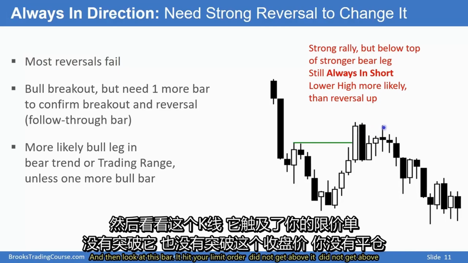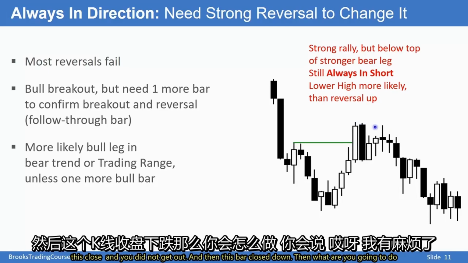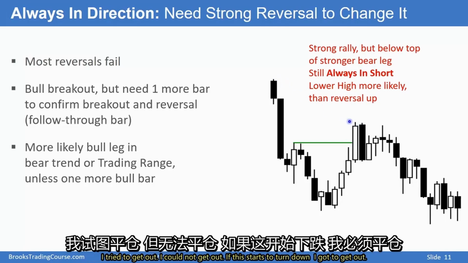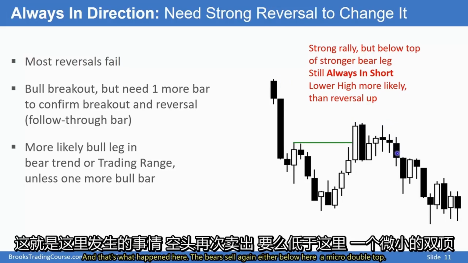And then look at this bar. It hit your limit order, did not get above it, did not get above this close, and you did not get out. And then this bar closed down. And then what are you going to do? You're going to say, uh-oh, I'm in trouble. I bought the high, a lower high in a bear trend. I tried to get out. I could not get out. If this starts to turn down, I got to get out.